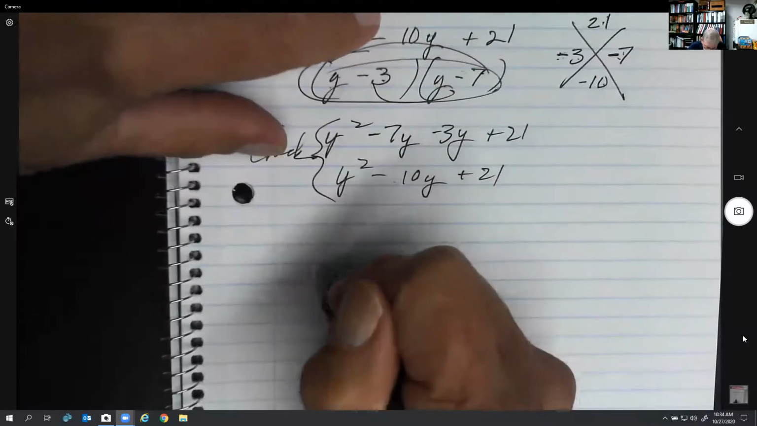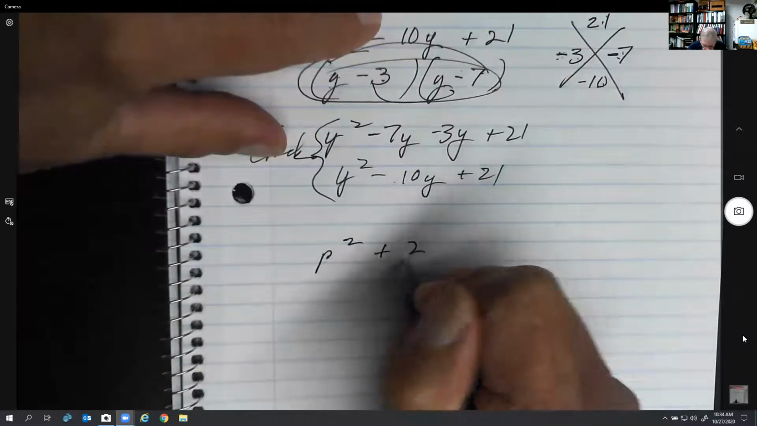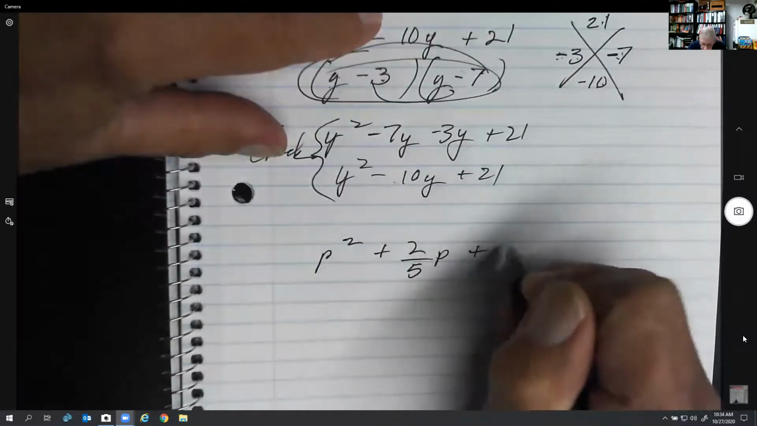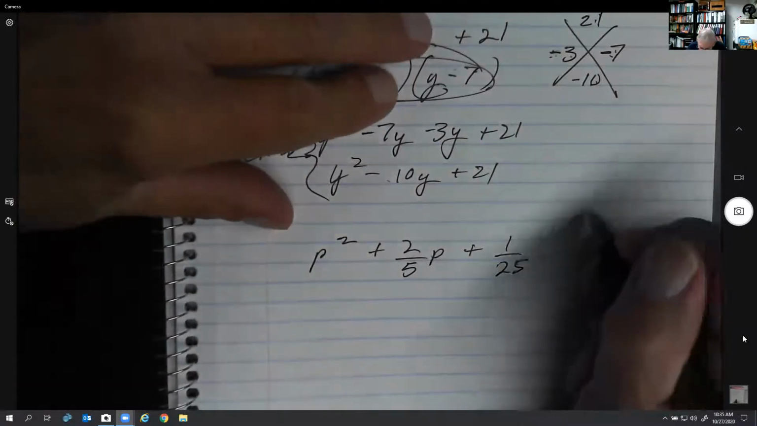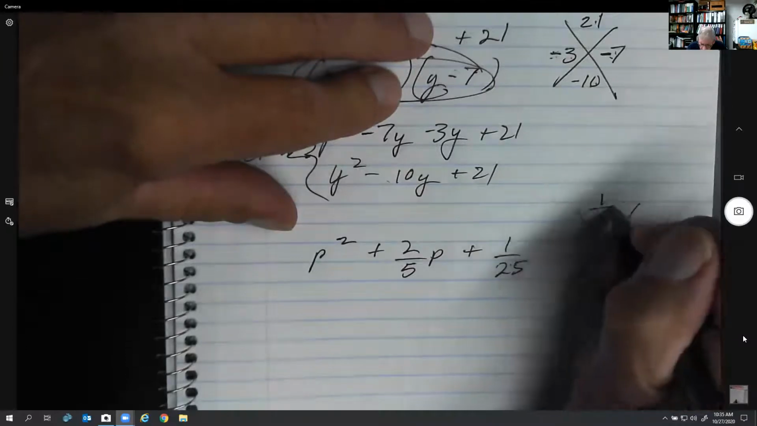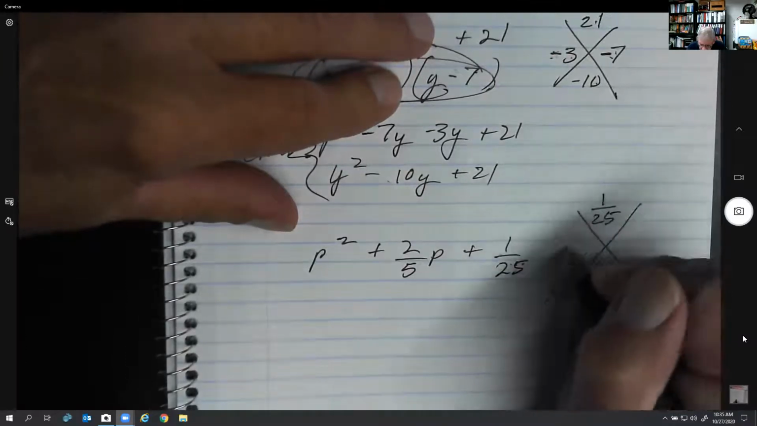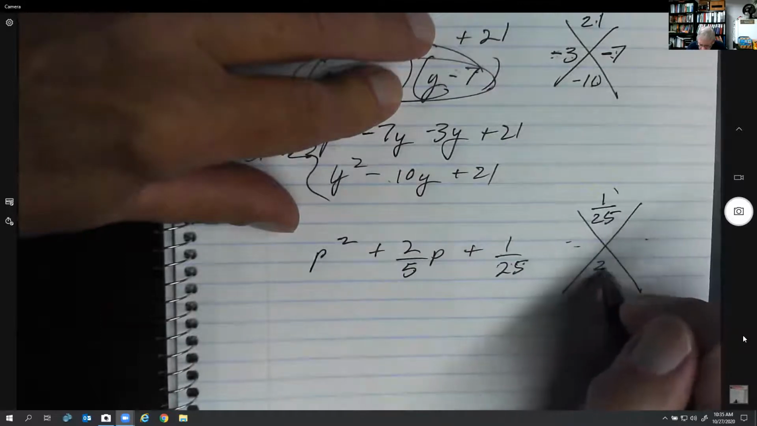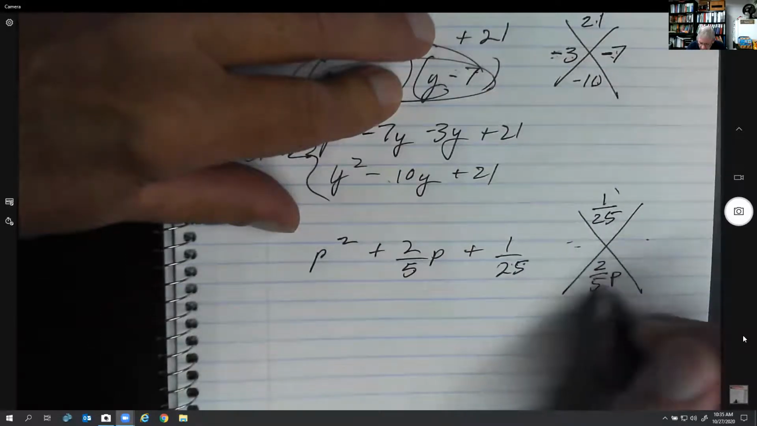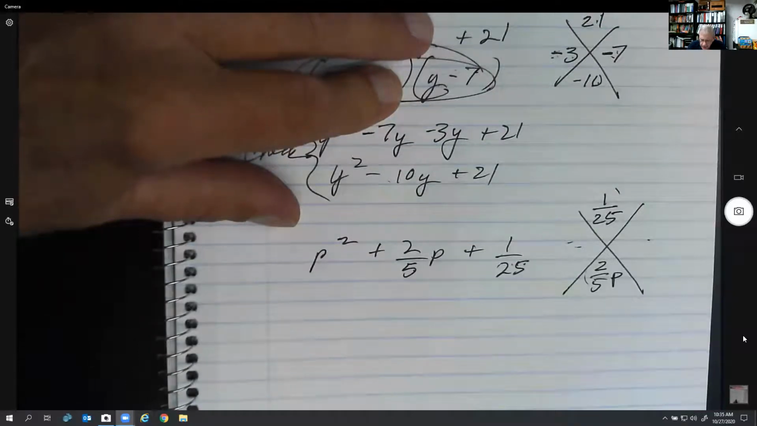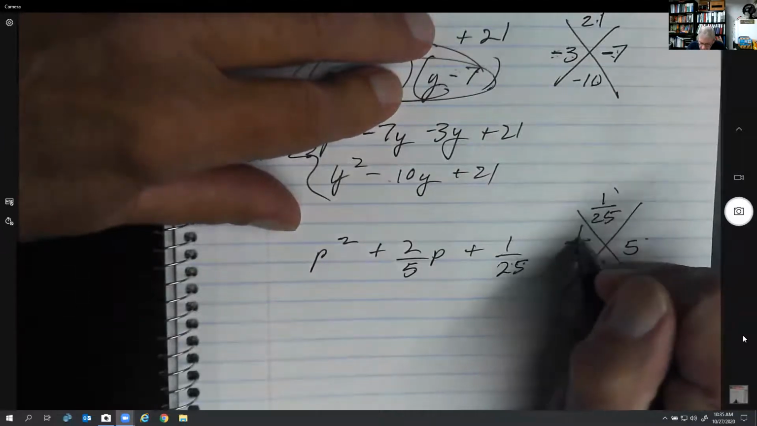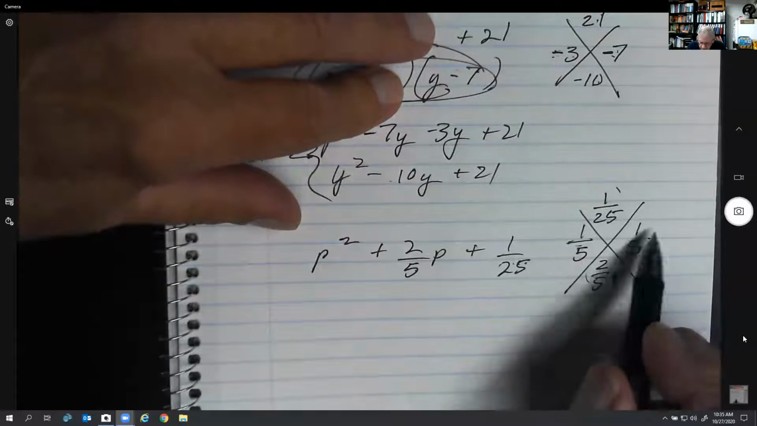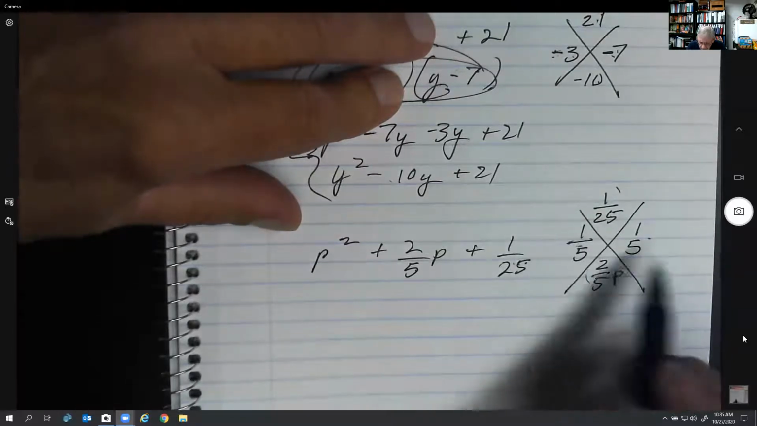Okay, let's try this one. Holy moly, what are we talking about here? Okay, well, let's try it. We want them to multiply to 1/25. We put that on the top. That's what these are going to multiply to. And we put the 2/5 here because we want them to add or subtract to 2/5. Well, we know 5 times 5 is 25, and 1 times 1 is 1. So this would be 1/5 times 1/5. That would work. But what about adding them?